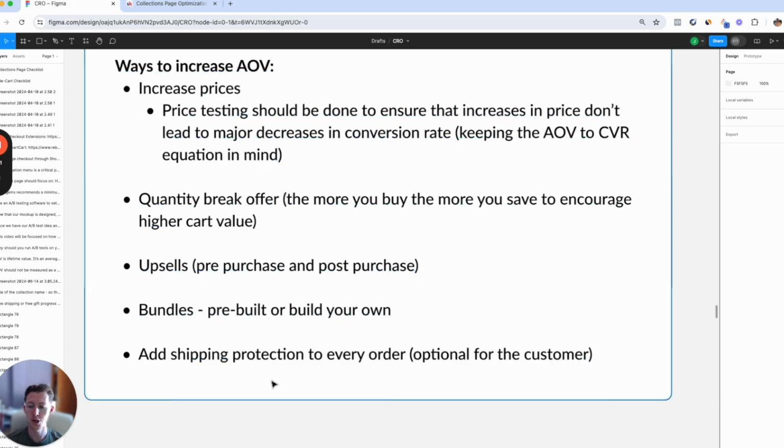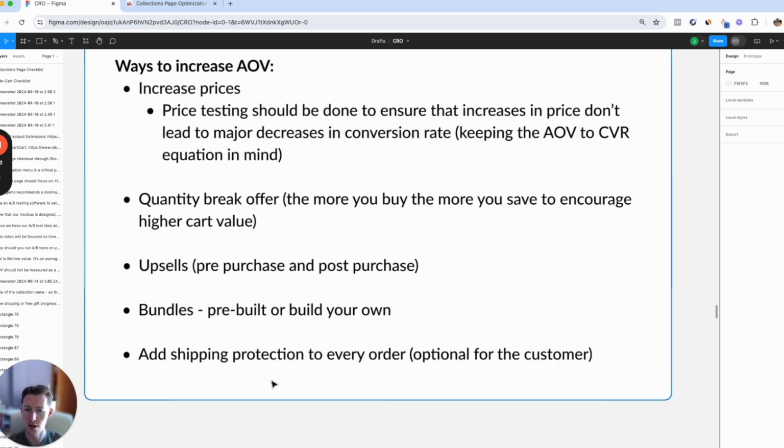And then finally, you can add shipping protection to every order. Optional for the customer, but you add it automatically. So customers can opt out, but what shipping protection is basically just protecting the customer. They pay like a small percentage of the cart amount, it's usually like a couple dollars, but it protects them again. It's like an insurance, right? In case that package goes missing or is lost or is damaged, they can appeal because they bought this insurance, right?